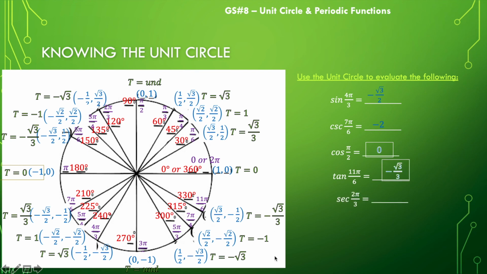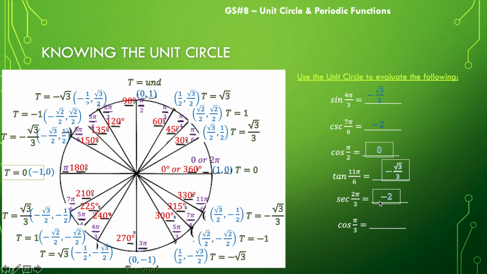Our secant of 2 pi over 3. Okay, let's find 2 pi over 3. All right, 2 pi over 3. Where's 2 pi over 3? All right, there it is. Find that coordinate, -1/2, square root of 3 over 2. And secant is the reciprocal of cosine. So cosine is x, and so x is -1/2, and our reciprocal will be -2.